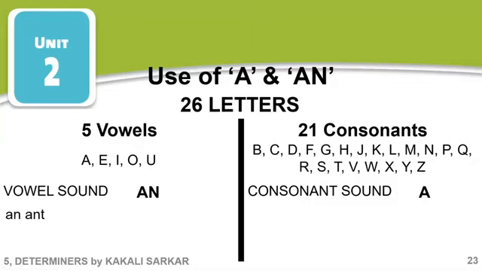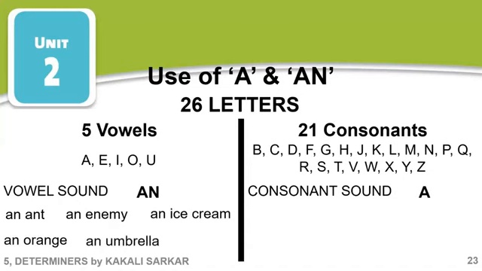First we will go for an ant, an enemy, an ice cream, an orange, an umbrella, an hour. Now see, an ant: A is a vowel, it has a vowel sound, and it is a singular noun. All the three things are there, so we have put an, it is correct. Now the second one, an enemy: E is a vowel, a vowel sound is there, and enemy is a singular one. An ice cream, same way. All the three things are there. So an ice cream is correct.